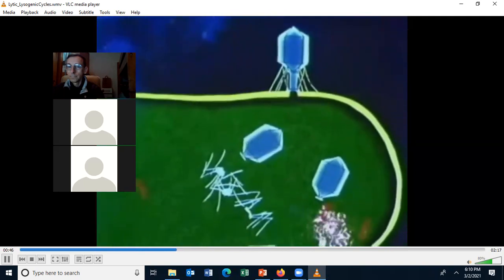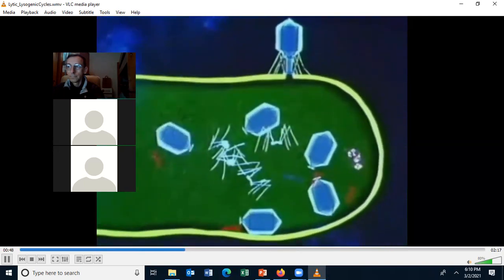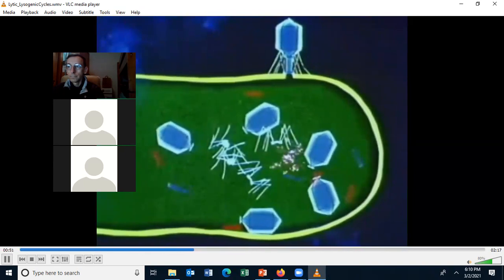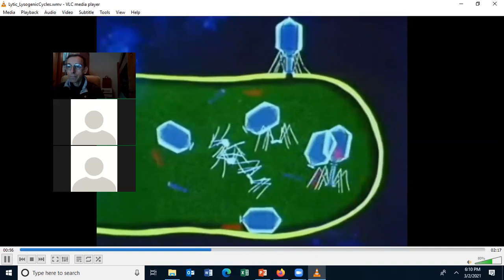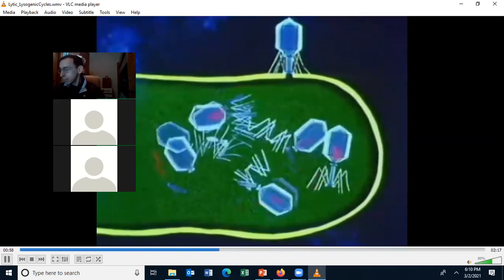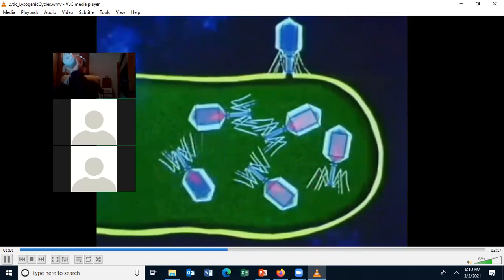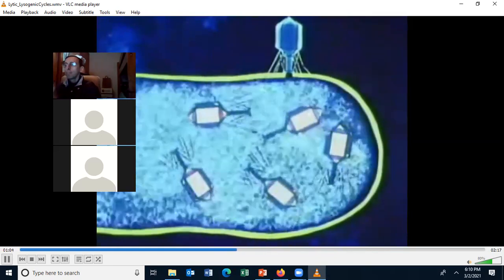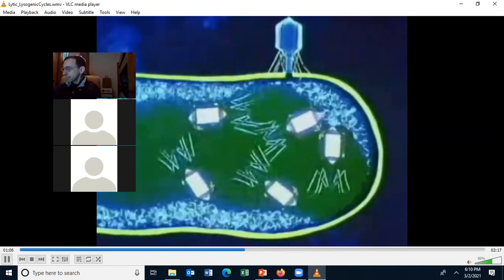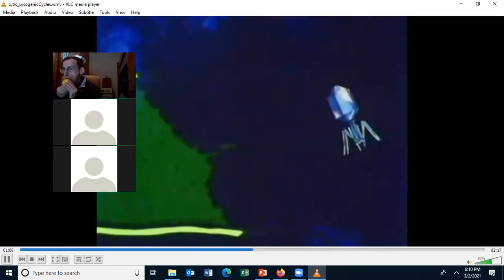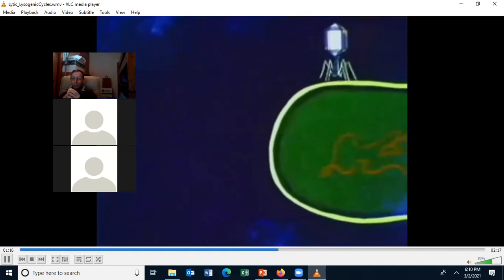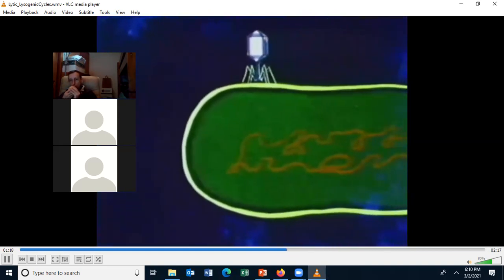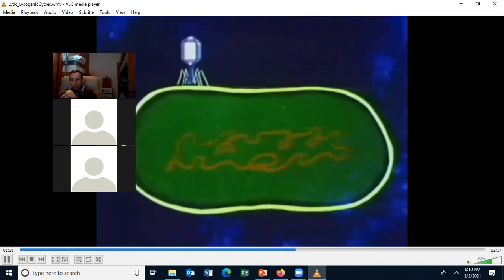The viral nucleic acid uses the cell's enzymes and organelles to replicate new viral parts. The parts are assembled into new virus particles called virions. Finally, the new phages release an enzyme which weakens the cell wall, and the host cell bursts, releasing the virions. Up to 300 new virus particles can be reproduced in a single host cell. This process of viral multiplication is called the lytic cycle.